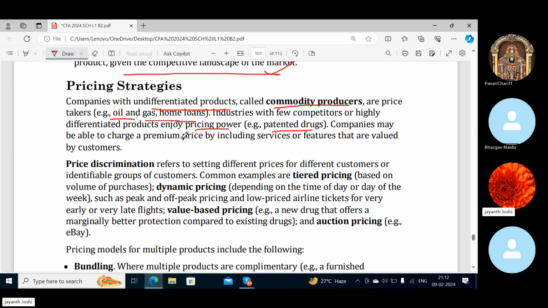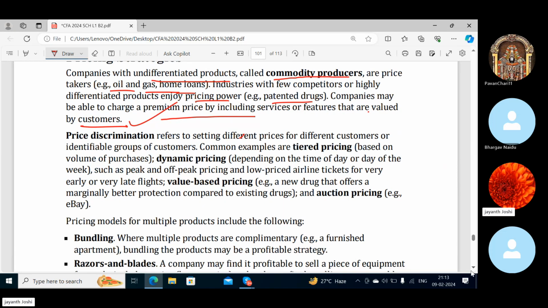Companies may be able to charge a premium price by including services or features that are valued by customers. Of course, they are the ones who have that patent, or who can only provide that product to the people. Let's say some company has come out with a cancer vaccine. No other company has made it. So now they have the monopoly. They have the patents. Now they can charge a premium also, seeing how that particular thing can create value to the customers, and extra services if they're giving, etc. They may add cost based upon that.